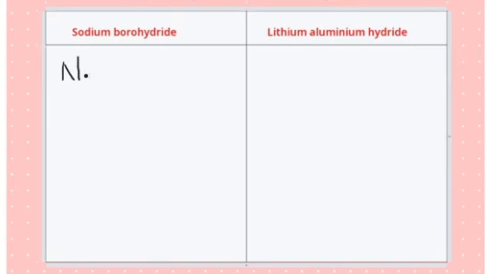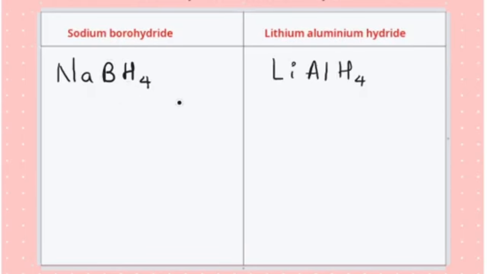What is sodium borohydride? It is a mild reducing reagent with the molecular formula NaBH₄. What is lithium aluminium hydride? It is a strong reducing reagent with the molecular formula LiAlH₄.